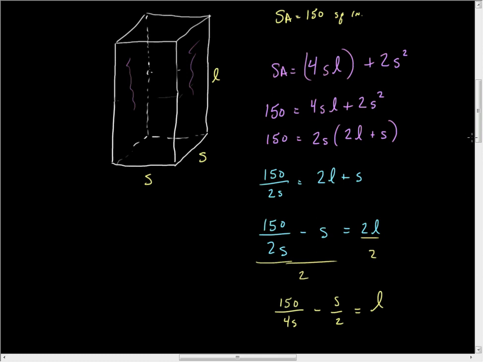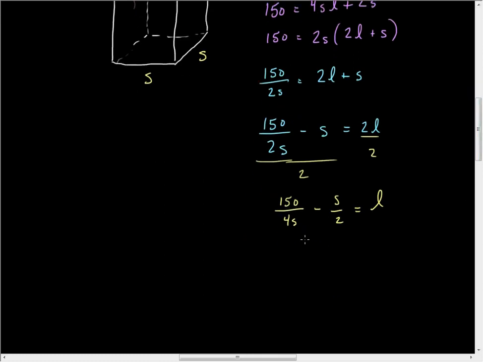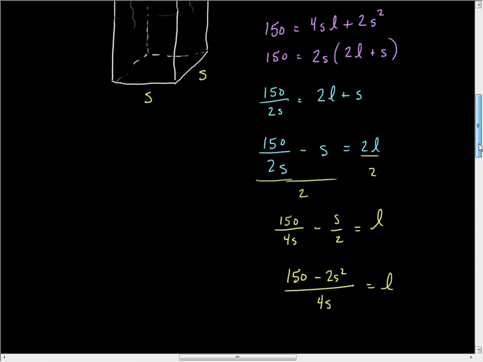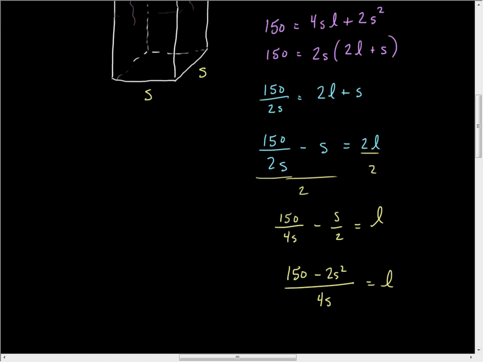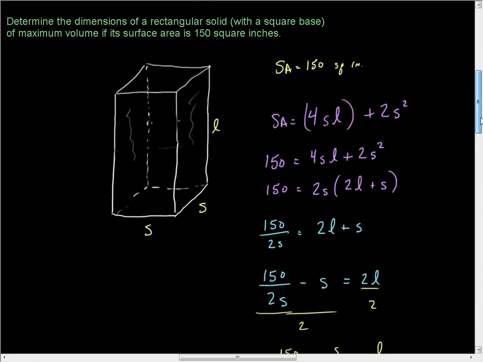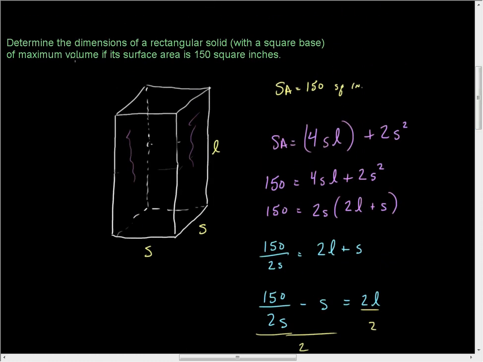Okay, let's go ahead and get a common denominator and clean this up just a little bit here. So we've got 150, and if I multiply this one by 2S top and bottom, then I get minus 2S squared all over 4S is equal to L. All right, so now I've got L. Now why did I get L? Why would that have mattered? Well, because I need the volume, the maximum volume.